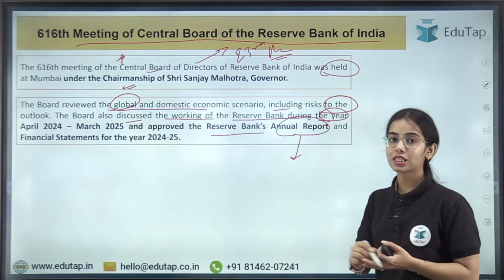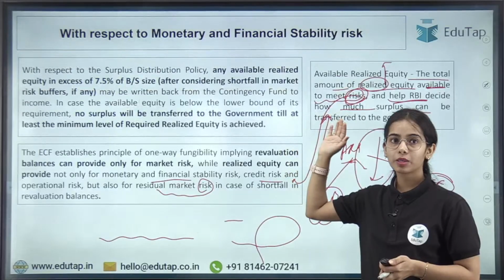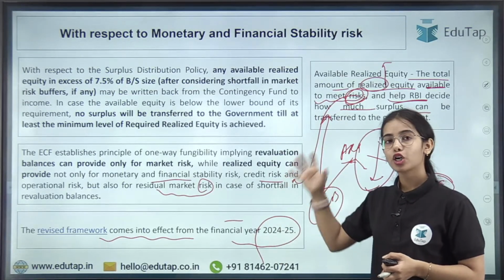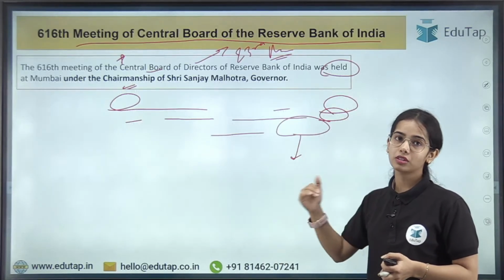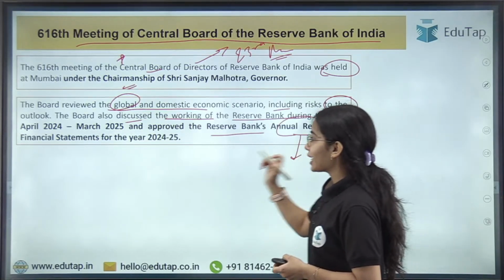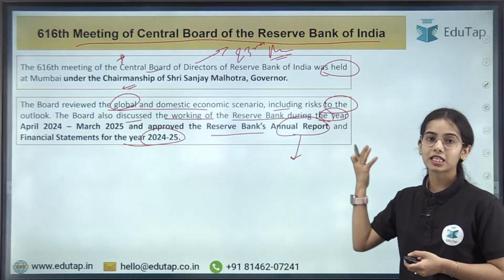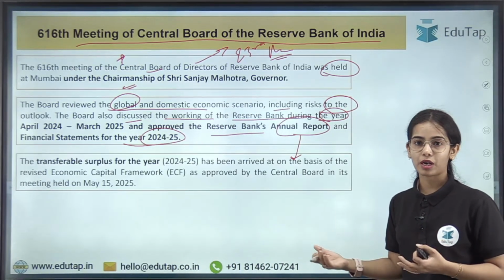So you can understand that soon the annual report of the RBI is going to be released, and that's why I have taught the previous topic in detail, so that you have an understanding of the economic capital framework of the RBI. Okay. And the financial statement for the year 2024-25 is also going to be released soon. This has been approved by the Central Board of the Reserve Bank of India.